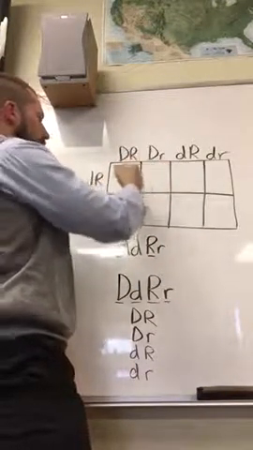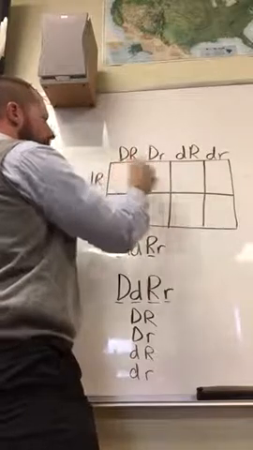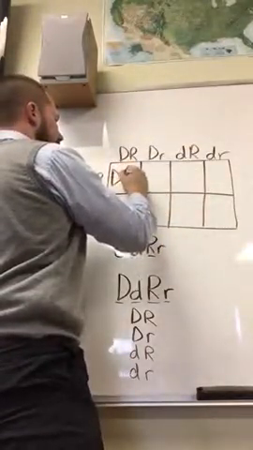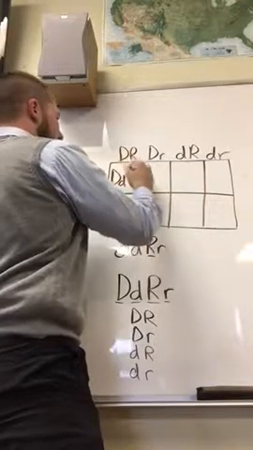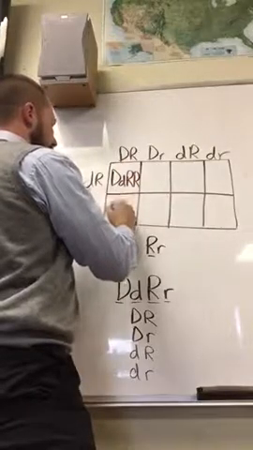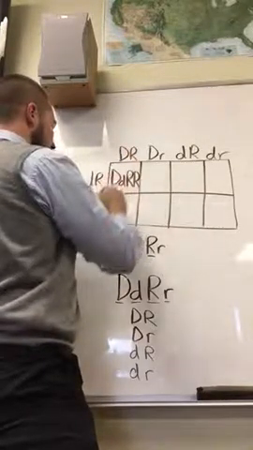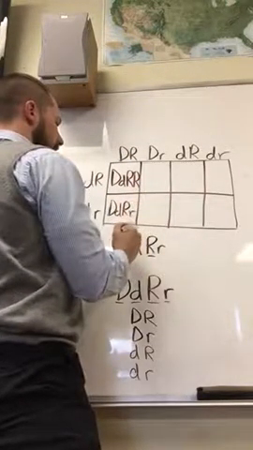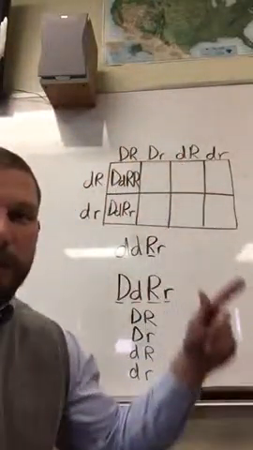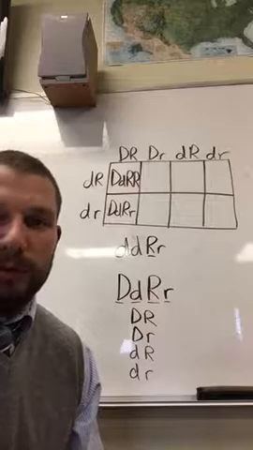And then all you have to do is go through like we normally do and pair up each of the squares. So capital D, lowercase d, capital R, capital R. Okay? Here, capital D, lowercase d, big R, little r. So if you continue doing that all the way down, you should be able to fill up the rest of your square.